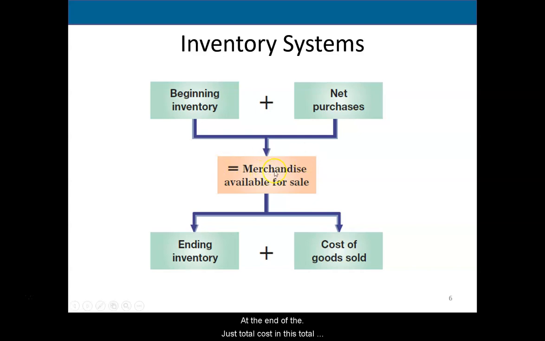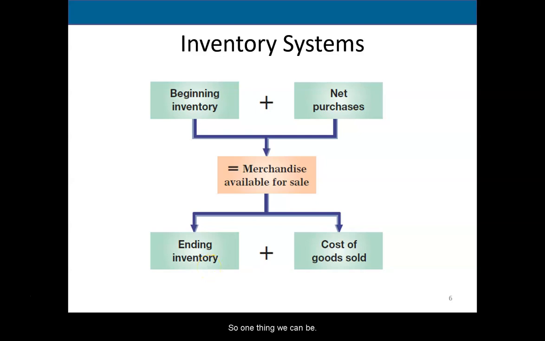Now, at the end of the period, this total cost and this total number of merchandise available for sale, again, all my stuff, is going to go to one of two places. Either I didn't sell it and it's going over here to ending inventory, or I did sell it and it's over here in cost of goods sold. Once it moves over here to cost of goods sold, it means that we're going to record that on the income statement, whereas if it stays here in ending inventory, it remains on the balance sheet.